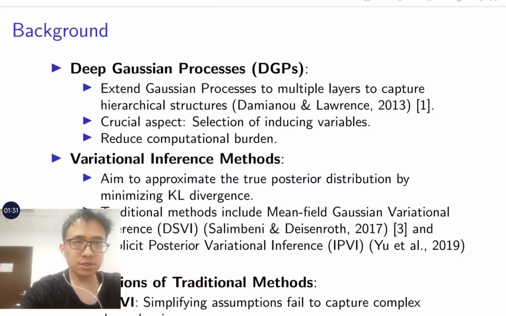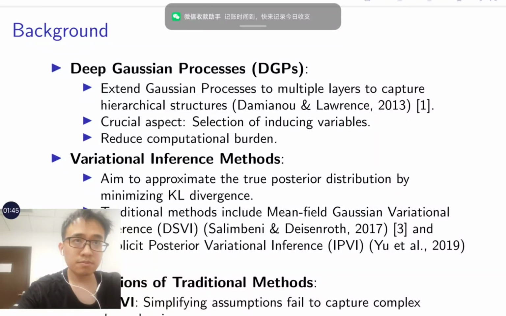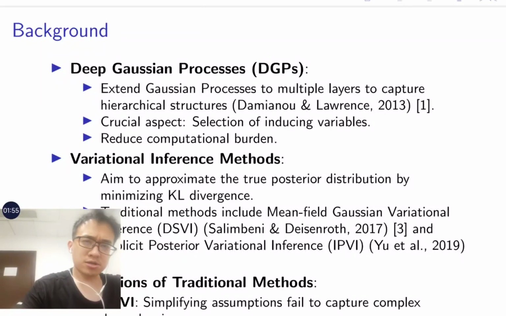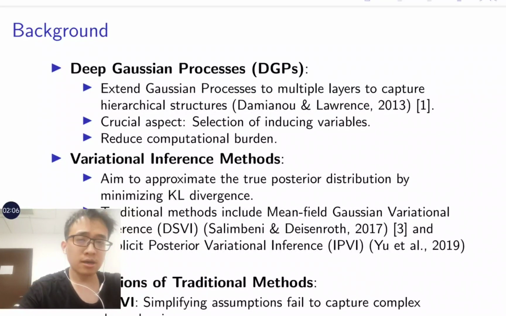We all know in DGP, the DGP extends Gaussian process to multiple layers to capture hierarchical structures. DGP uses these hierarchical structures to model the complex dynamics of a non-parametric Bayesian model, and it stacks some layers of Gaussian process models.